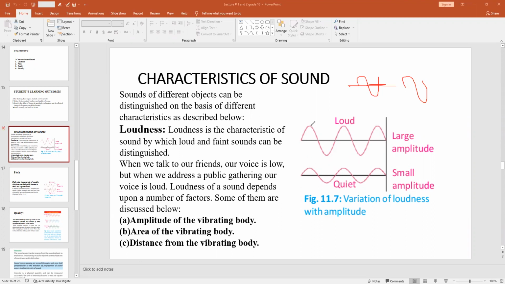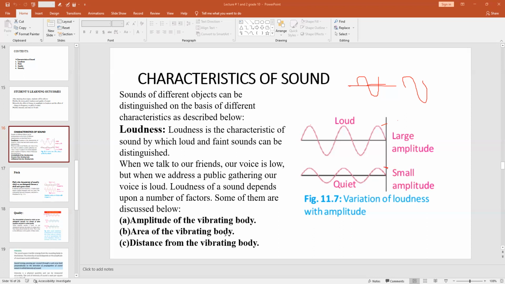Let's say if you see this, in large amplitude the value is 5, and in small amplitude the value can be 2.5 meters, right? So the amplitude of a vibrating body depends upon whether the amplitude is large or small. If we have a large amplitude, the voice will be loud. If we have a small amplitude, the voice will be quiet, or it can be faint.